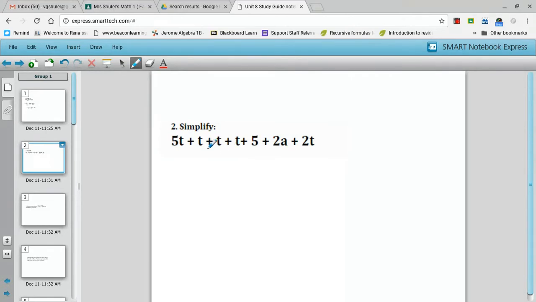Number 2, we need to simplify. I'm going to underline all the like terms. Okay, so we have all the like terms underlined. Let's add them up. 5t, 1t, 1t, 1t is 8t, plus 2t is 10t. So we have 10 with the t. Then we have a 5. Anybody with the 5? No. So let's just write it down.